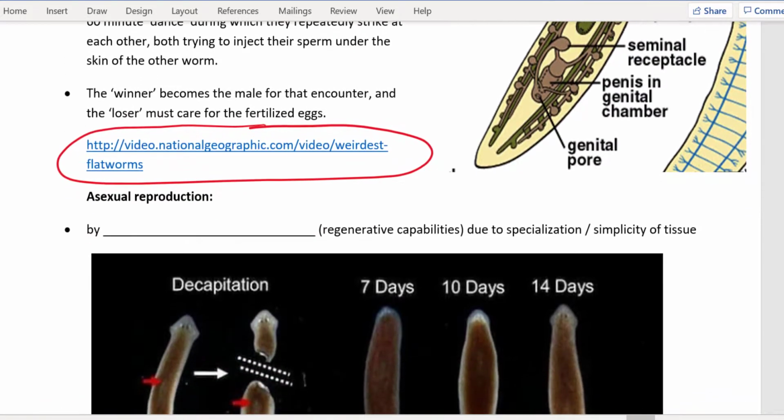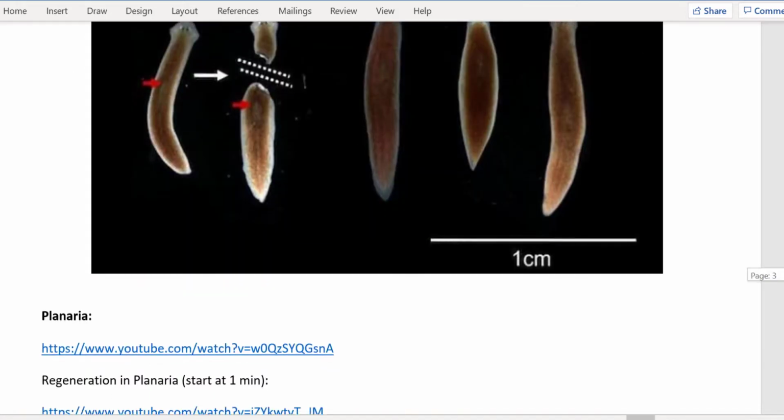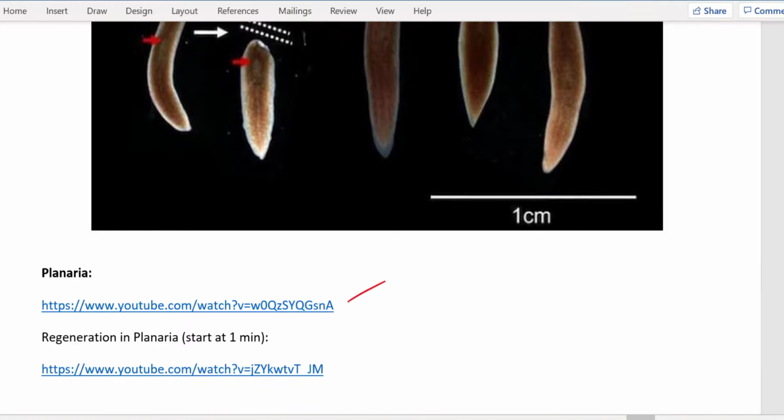So they also do asexual reproduction, and they do this by fragmentation. And so what happens is they can get cut in half, or they can get cut up in multiple ways, and they will regrow either a head or a tail, depending on. So this only happens in really simple things. You can check these videos out. They're pretty cool. And that gives us a bit of info into planaria.